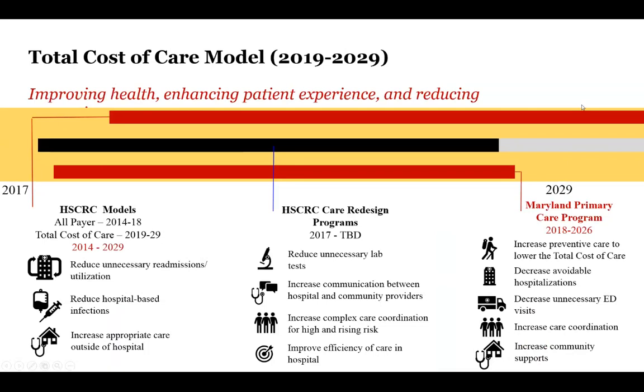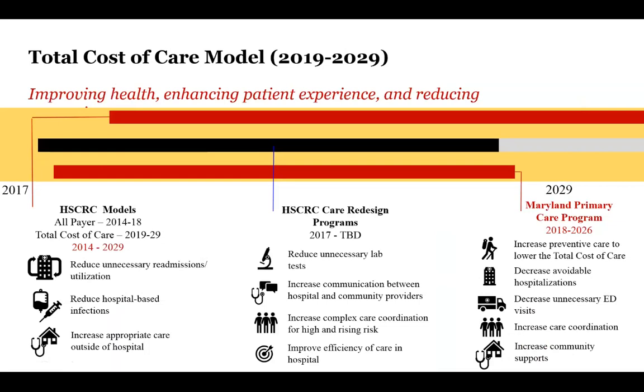But since the model was mostly aimed at hospitals, we want to make sure that we're incorporating, going forward, more of those entities. That's why we have programs like CCIP, HCIP, which is the next bucket, the care redesign programs, which started in 2017. They are aimed at reducing unnecessary lab tests, increasing the communication between hospitals, increasing complex care coordination for high-risk and rising-risk patients, and overall improving the efficiency of the care.